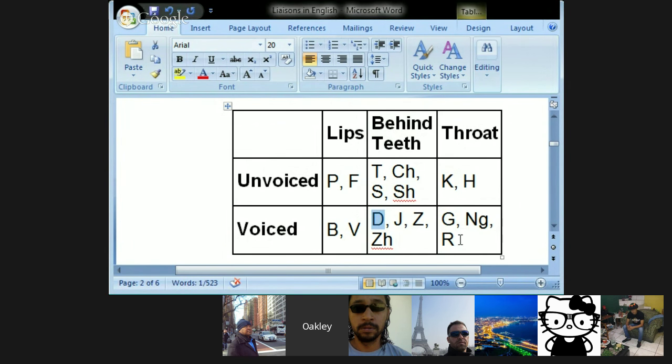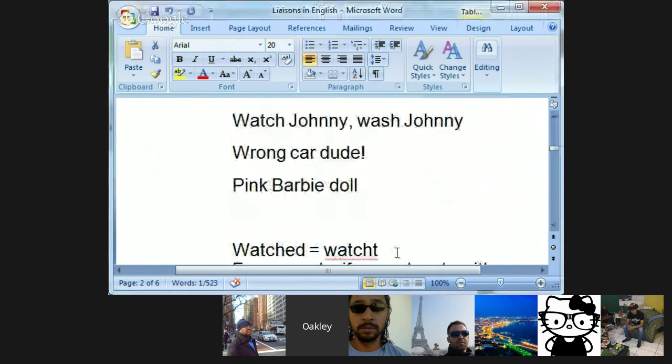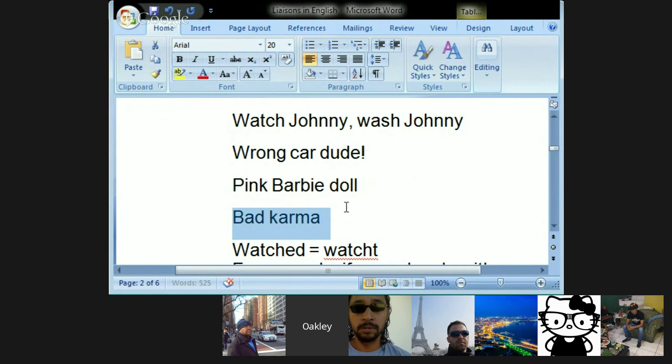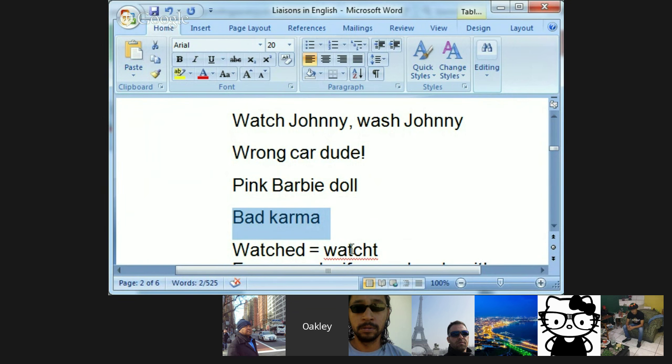Okay? Bad karma. Bad karma, dude. What we do, okay, this is very similar. Same idea here as in pink Barbie doll. Go ahead and try this one, Hussein. Bad karma. Again, there's no slight, in other words, I'm not aspirating. I'm not finishing the sound.